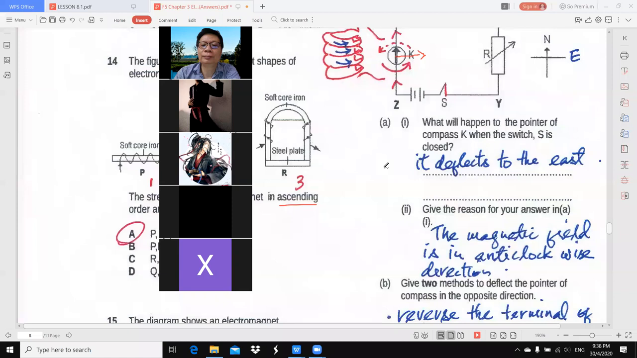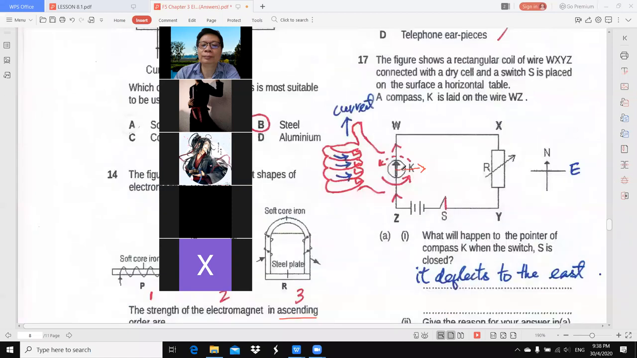Give two methods to deflect the pointer compass in opposite direction. Just now the pointer pointed to east. Now you want it to point to the west. So how to make the pointer deflect to the opposite direction? First is you reverse the battery. When you reverse the battery, the direction of current is different already, right? So the pointer will deflect in the opposite direction.